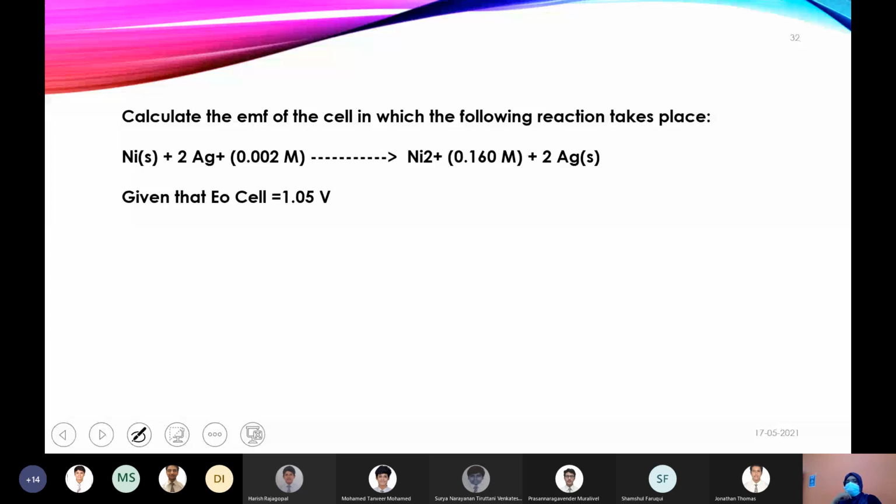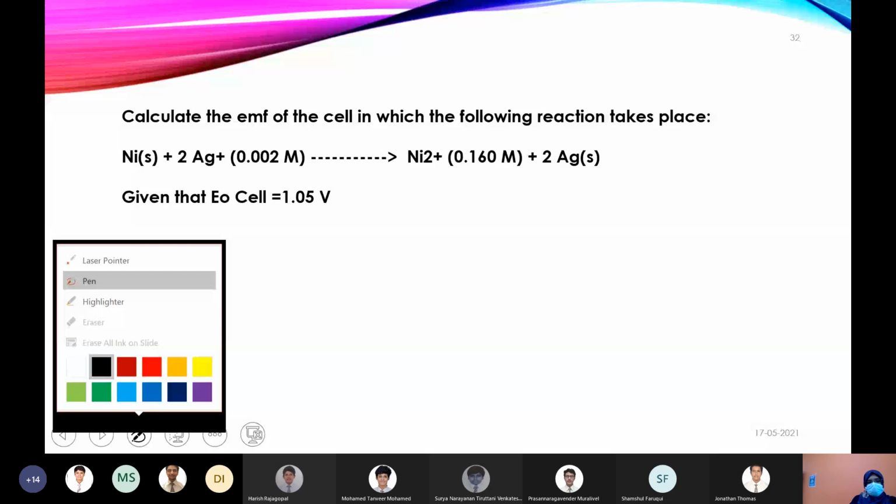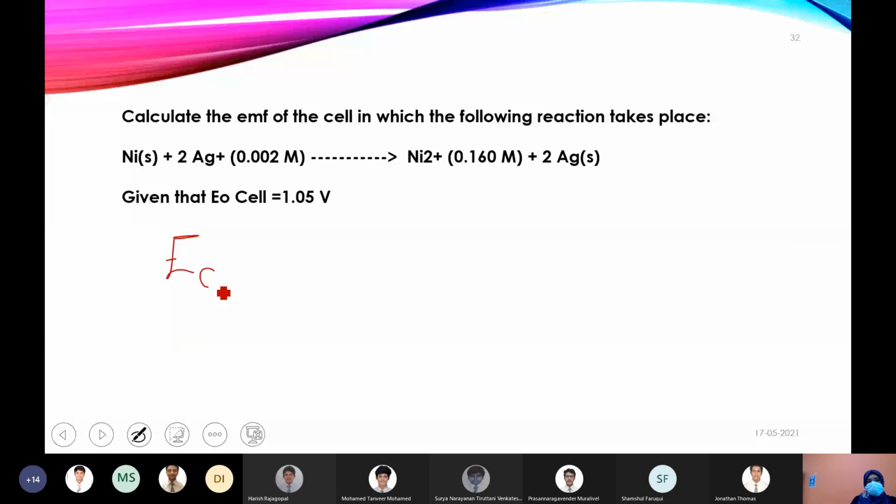So first write the Nernst equation for this particular reaction. Which equation? E cell is equal to E0 cell minus, which equation are you going to use here? Here they didn't mention the temperature, that means it's already understood that it's a constant room temperature. So you can use the final equation.